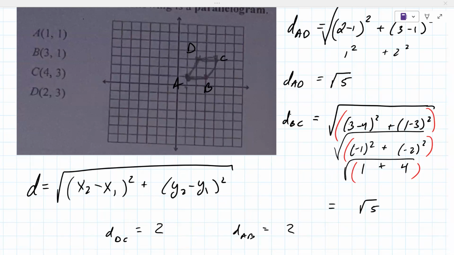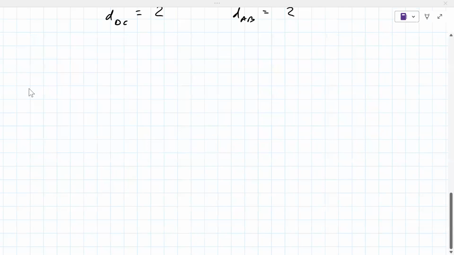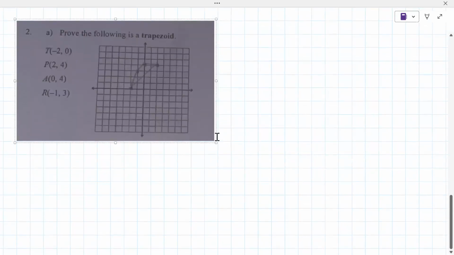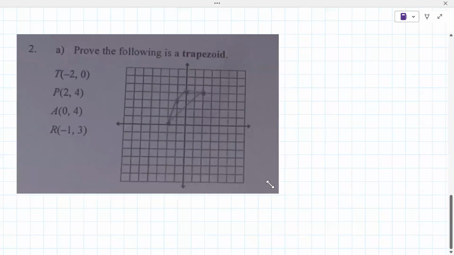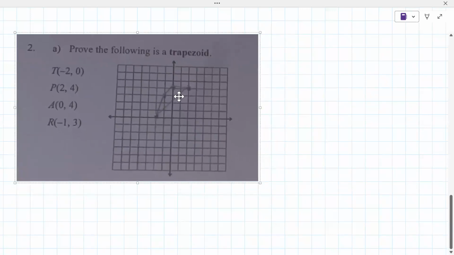All right. We should skip part B and do part A. And we're going to do part A differently. We should have the graph. I guess we'll do the graph, because the direction does matter here. So you've got to label the points when you put them on here. So we've got P, A, and R. Okay.